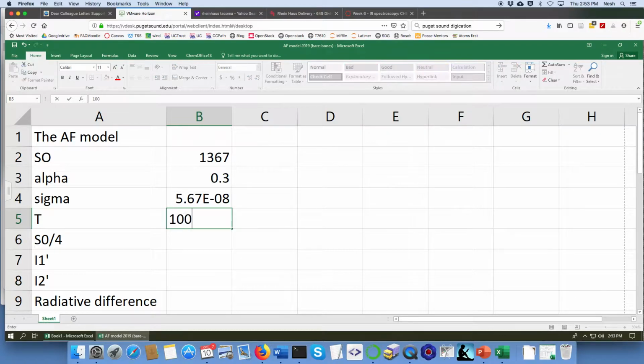For the temperature, I'm just going to start with 100 degrees because even though I know that's not the right answer, we're going to have Excel figure out the right answer.